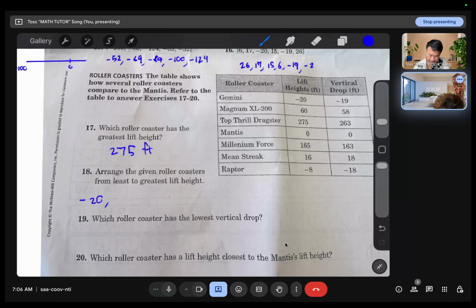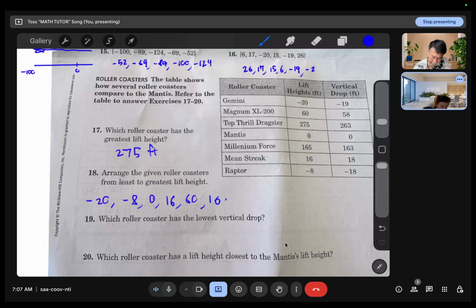Yep. Negative 8. Good. That's the Raptor. Good. And then 0. Okay. Good. 16. Yep. Nice. 60. 165. And then 275. Yeah, you got them all, dude.